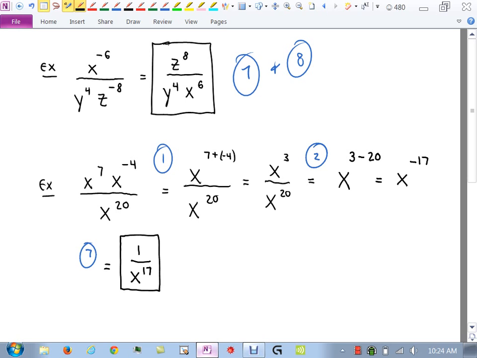Is this painful or? We have about 2 or 3 more examples. And they're going to get a little harder as we go. Okay, next one.